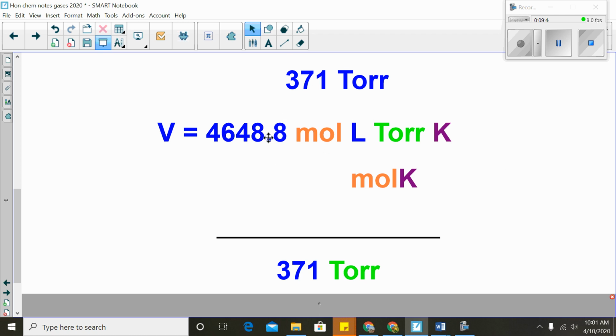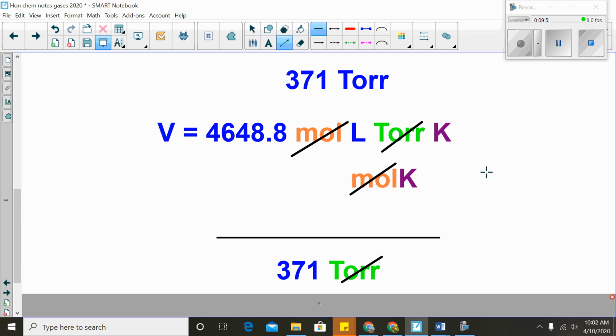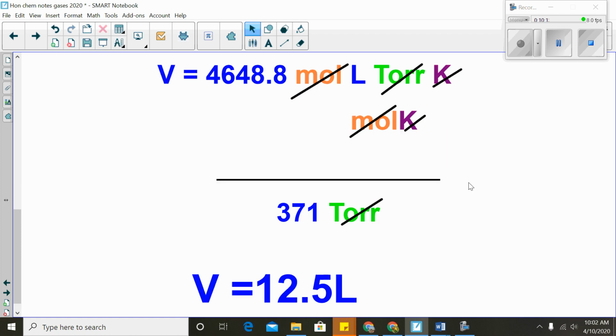Okay, so now you're going to be dividing your numbers. But if it helps, to show what's going to cancel, mole and mole cancel. Torr and torr cancel. Kelvin and Kelvin cancel. So the unit I did not cancel was liter, or you might just have known that volume is solved in liters. So if you divide now, 4648.8 divided by 371 leaves you with 12.5 liters.